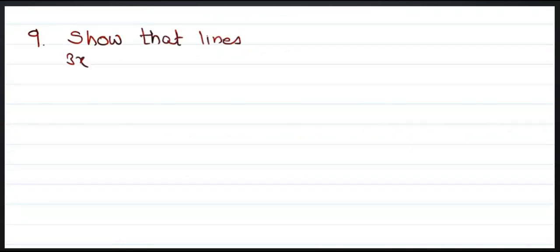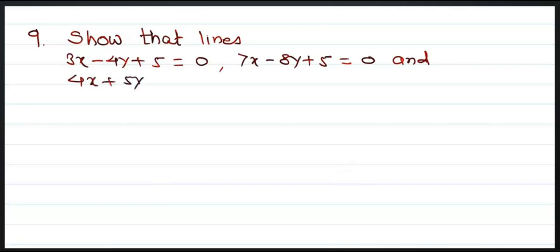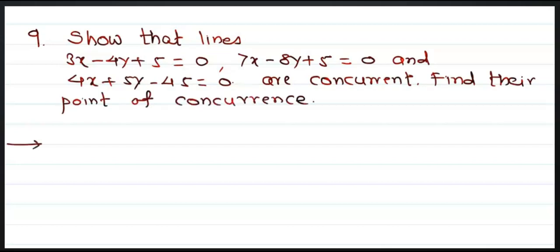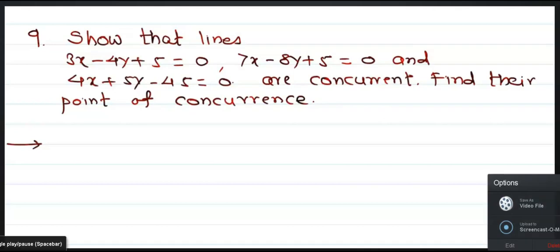Question number 9. Show that the lines 3x minus 4y plus 5 is equal to 0, 7x minus 8y plus 5 is equal to 0, and 4x plus 5y minus 45 is equal to 0 are concurrent. Find the point of their concurrence. Now, what is meant by concurrence? It means all these lines intersect at a single point. That point is called the point of concurrence.